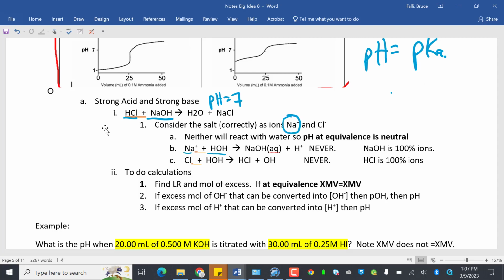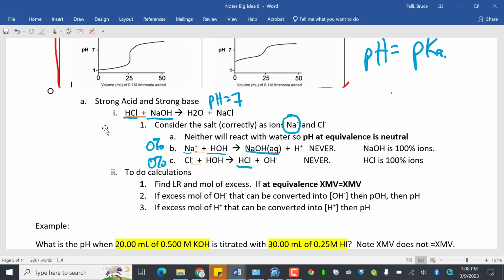Na positive, you think, would react with water and make this. But remember how I said these are never allowed to happen, because you can never make that strong base. So this reaction doesn't happen. It happens 0% of the time because this never forms. This is a strong acid. It never forms together, so it happens 0% of the time.